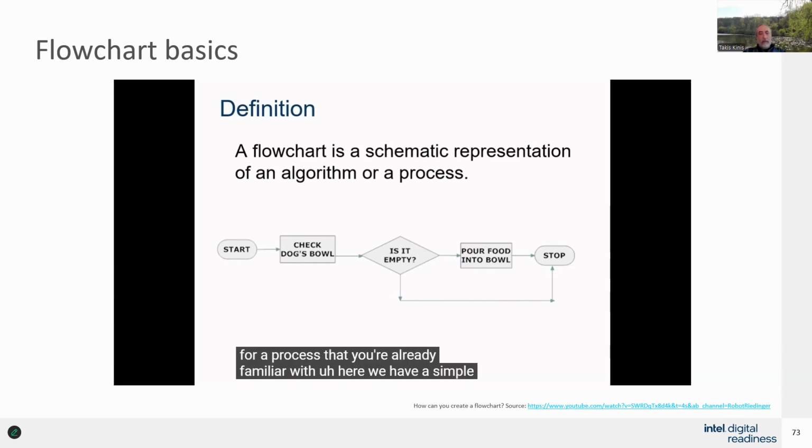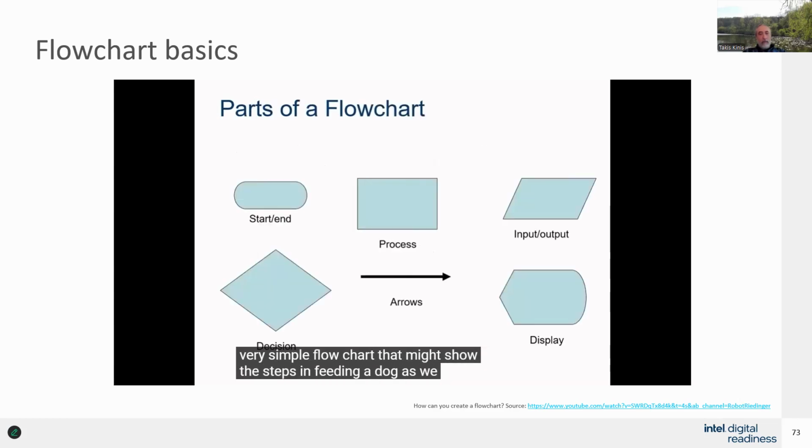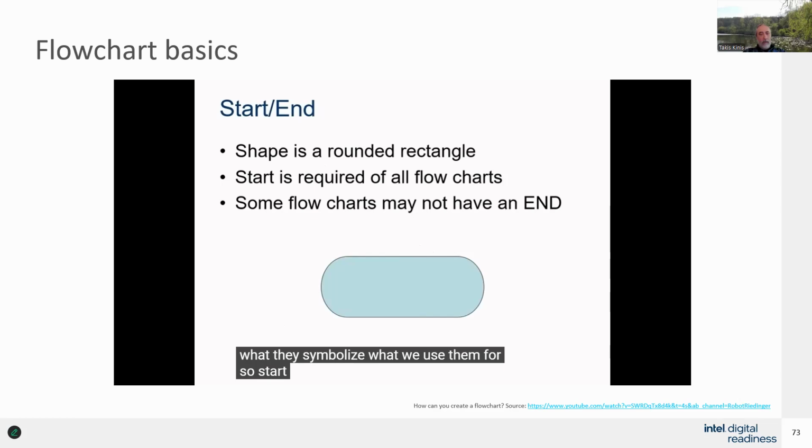Here we have a very simple flowchart that might show the steps in feeding a dog. As we look at the parts of a flowchart, note that the different processes have different shapes. All right, so let's go ahead and talk about those different shapes and what they symbolize, what we use them for. So, start end. The design process is an iterative process. Iteration is the act of repeating a process either to generate an unbounded sequence of outcomes or with the aim of approaching a desired goal, target, or result. Your flowcharts may repeat steps or they may backtrack several steps.